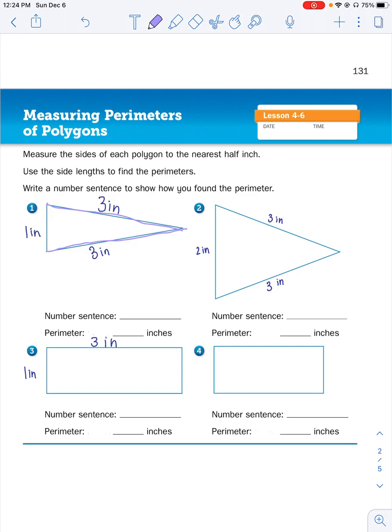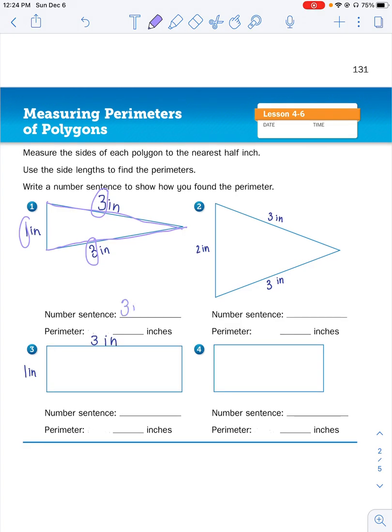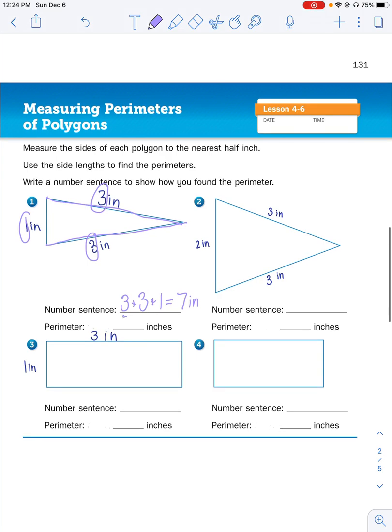All right, so for this number sentence, remember, just add up all those sides. There's only 3 with the triangle, so I'm only going to have 3 numbers in my number sentence. So 3 plus 3 plus 1 equals: 3 plus 3 is 6. 6 plus 1 is 7 inches. And remember, you can always put IN instead of writing out inches all the way. I'm perfectly fine with that. And then don't forget to put your answer for your perimeter right there.